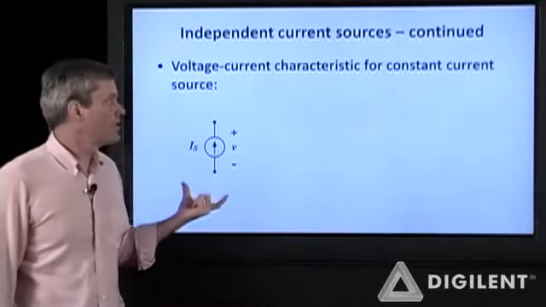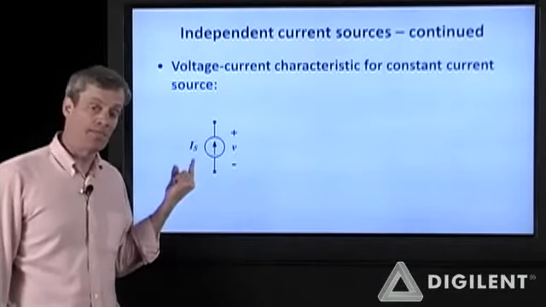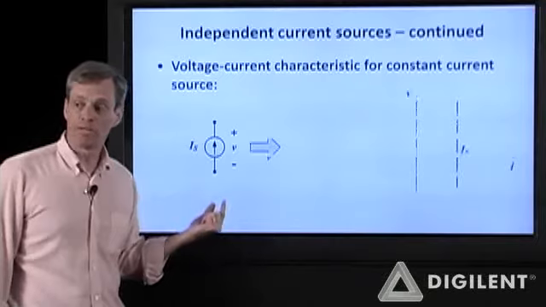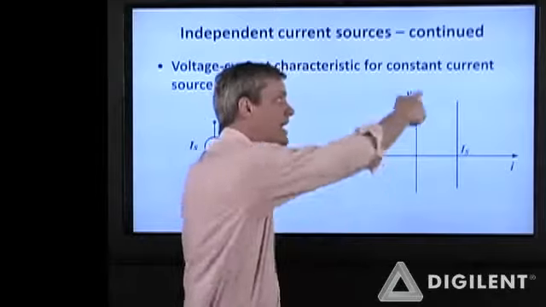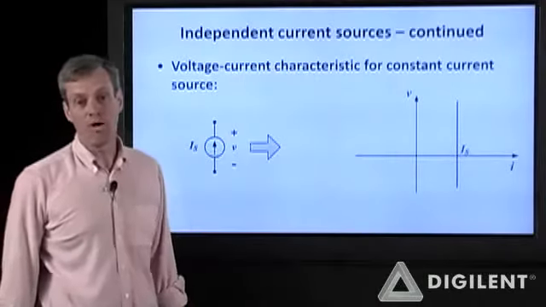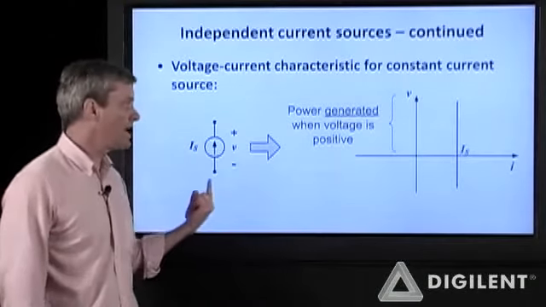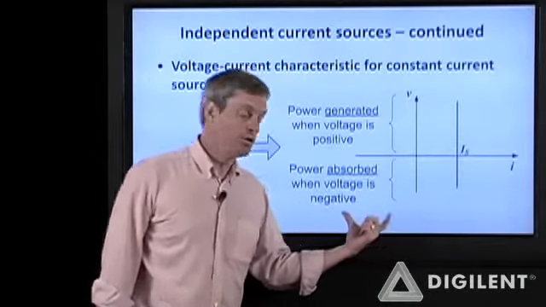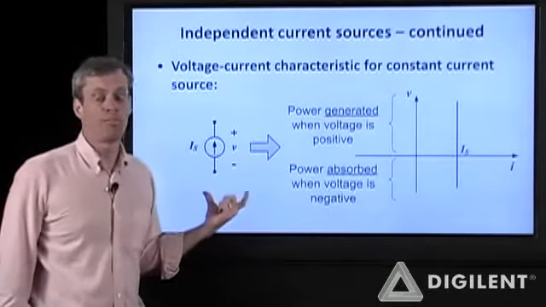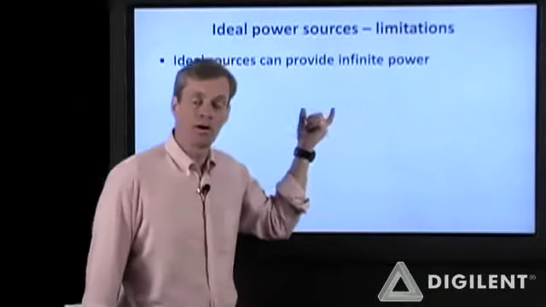Similar kind of slide as the previous one. If I have a current source that is providing me with a constant current I sub s, and I give myself a voltage difference across here, I can plot the voltage versus current. The current is a constant. I don't have any information about what the voltage is. I can have either a positive voltage difference here, in which case this guy is generating power, or I can have a negative voltage, in which case this guy is absorbing power, depending upon what the circuit is doing that this is connected to.